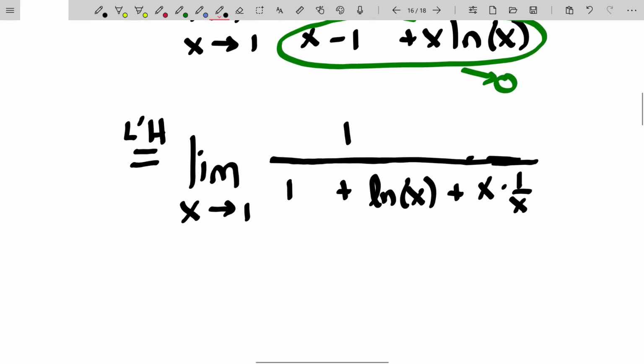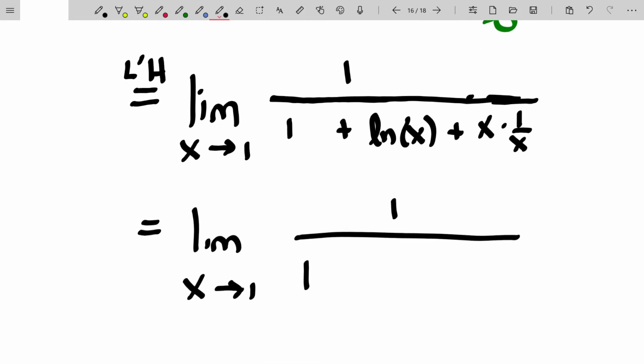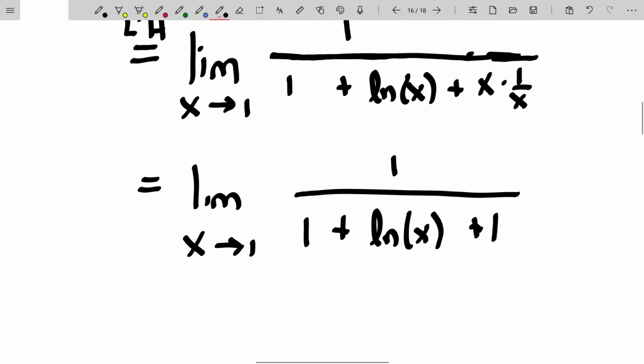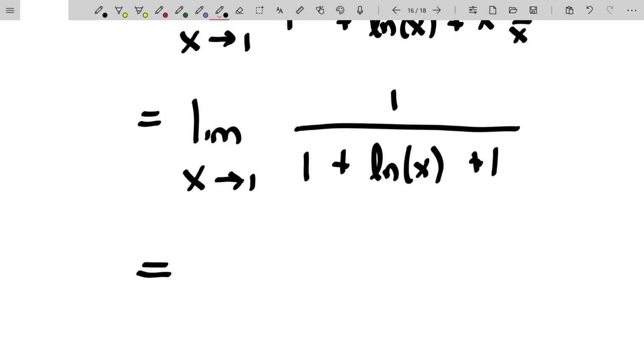Use your algebra to clean things up a little bit. That's the limit as x is approaching 1 of 1 over 1 plus natural log of x, and then plus 1. As x approaches 1, we can actually use direct substitution here. Natural log of 1 is 0, and via direct substitution, you get 1/2.